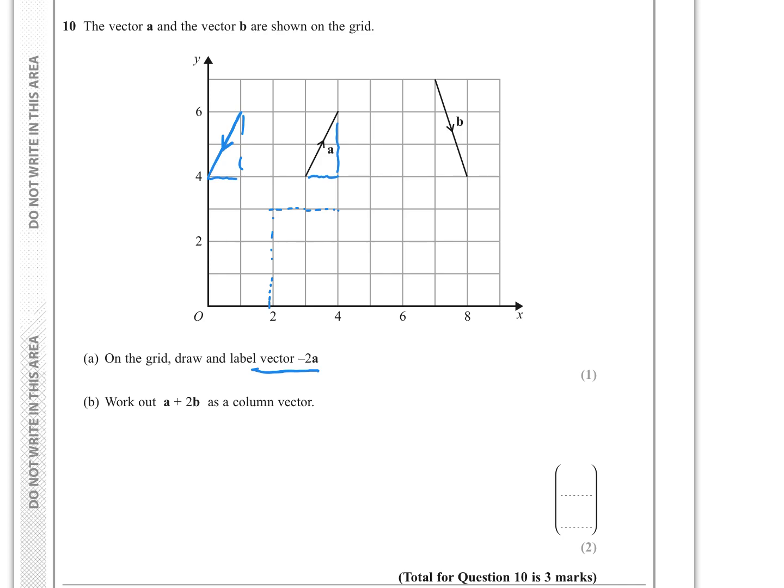So we need to have it somewhere on the diagram so we can stay within the grid. So why don't we start here and go along 2 and down 4 and join these up, and then draw the arrow, and that will be negative 2a.